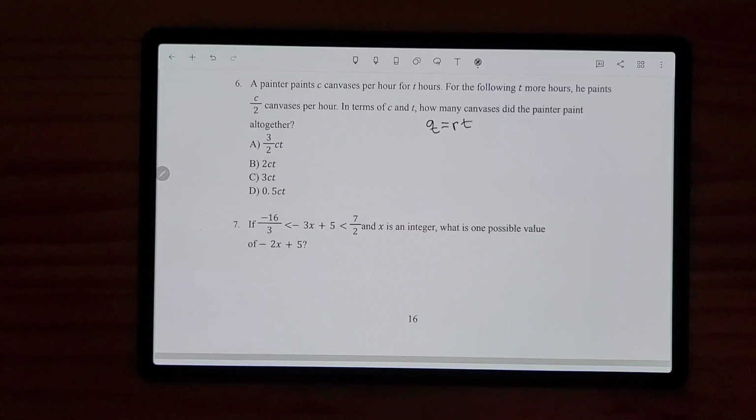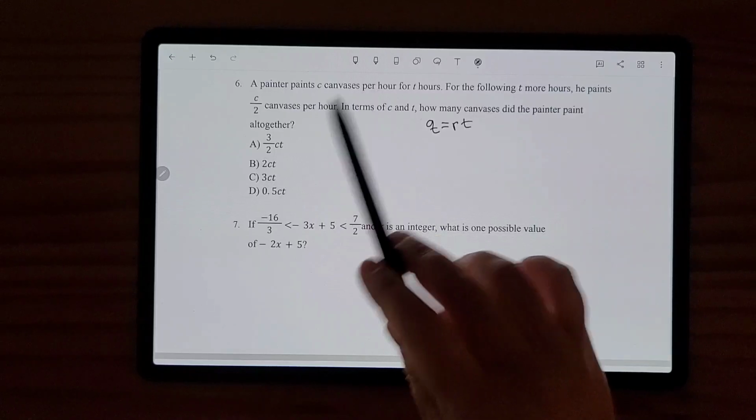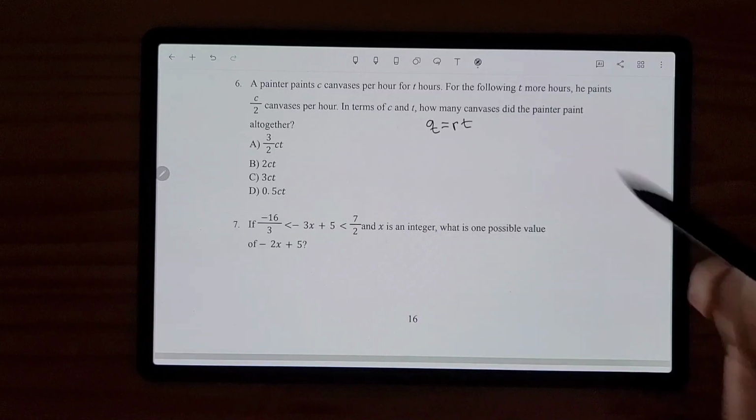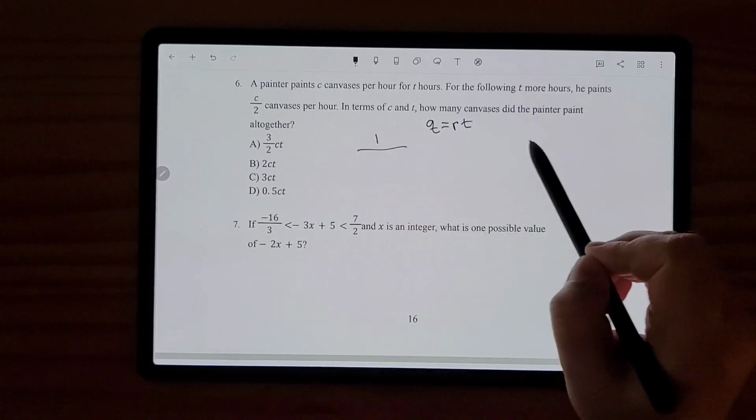And then t is our time. In this case, they use the same exact variable, t, for the number of hours. So we need to look at each of these situations to figure out the quantity of canvases that are painted in each situation, and then add them all up to get how many there are altogether. So let's do situation 1 and situation 2.